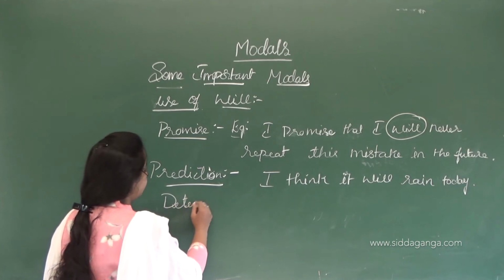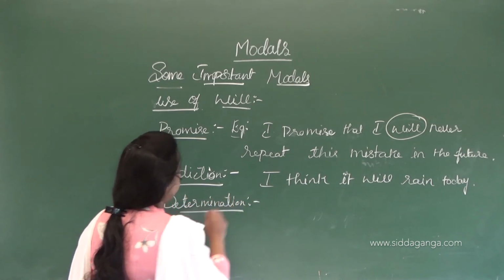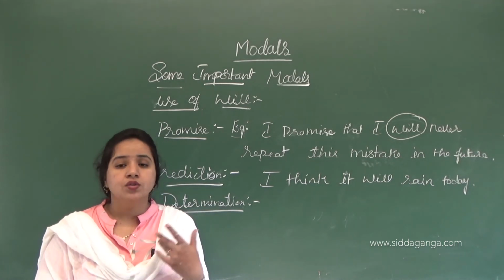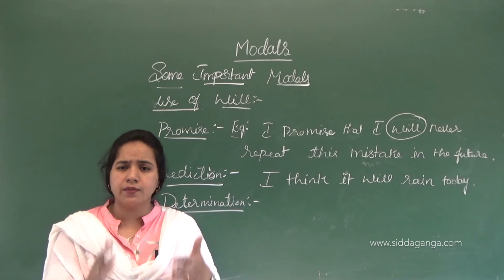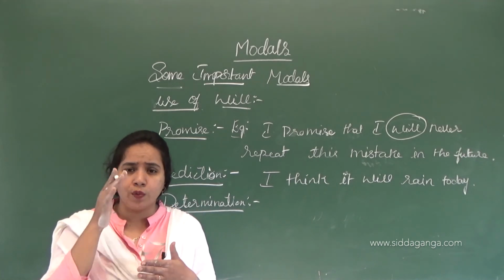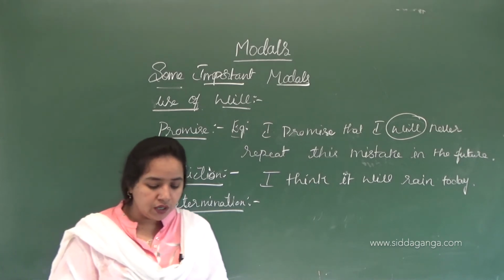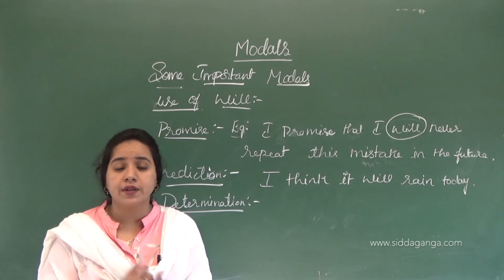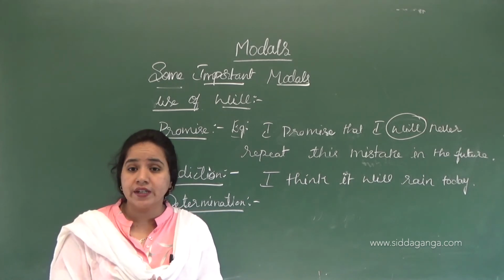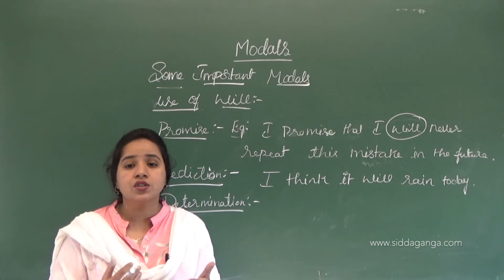Next is determination. Will acts to express determination, means one's determination. Determination means you are making up your mind to do something in the future. It is very determined, so there is no chance of failure. You are very sure about something you are doing in the future. Like, we will overcome this situation soon. Nowadays we are in a situation of COVID-19, so we will overcome this situation soon.